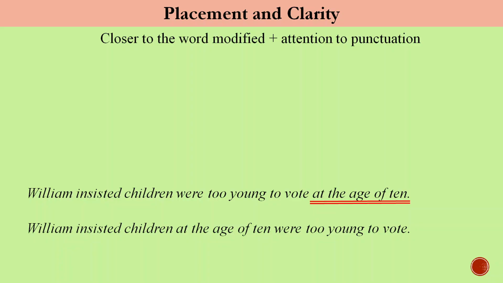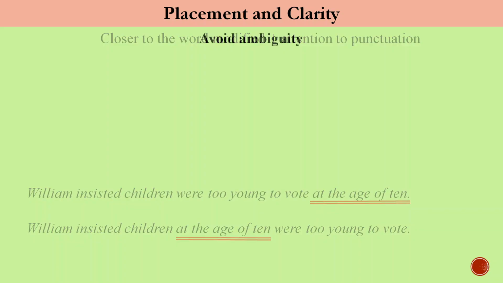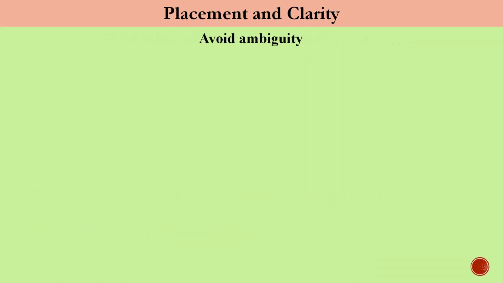So this is how we have to pay attention to the placement of modifiers. We have to put them as close as possible to the word or to the noun phrase that it modifies. So we have to take care that we don't bring any ambiguity here.